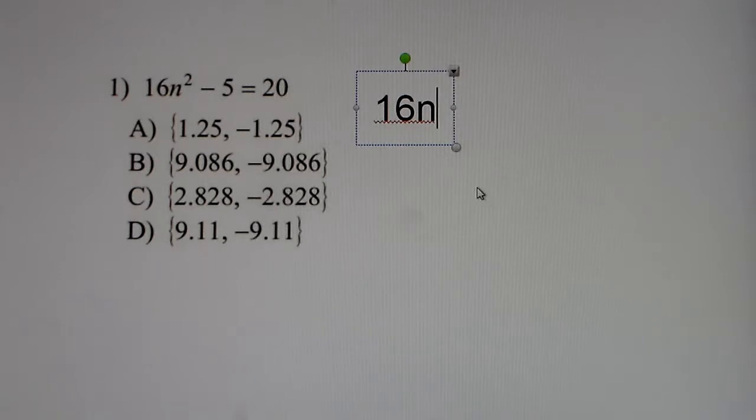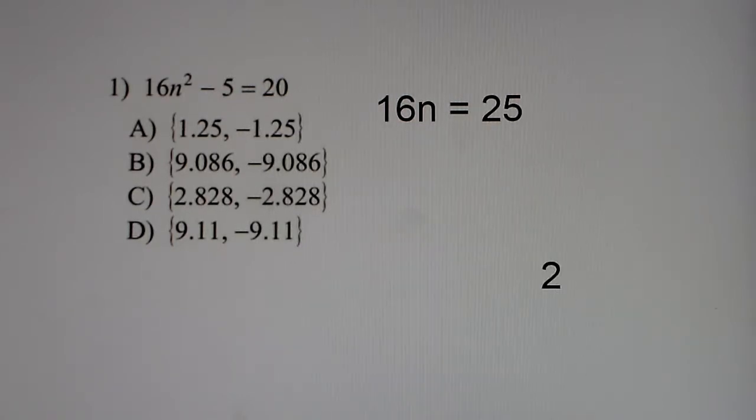16n squared equals 25. Because I just added 5 to both sides. That's all I did. I'll put the little 2 in. So it looks very, very similar. There's my 2. So your 16n squared equals 25.